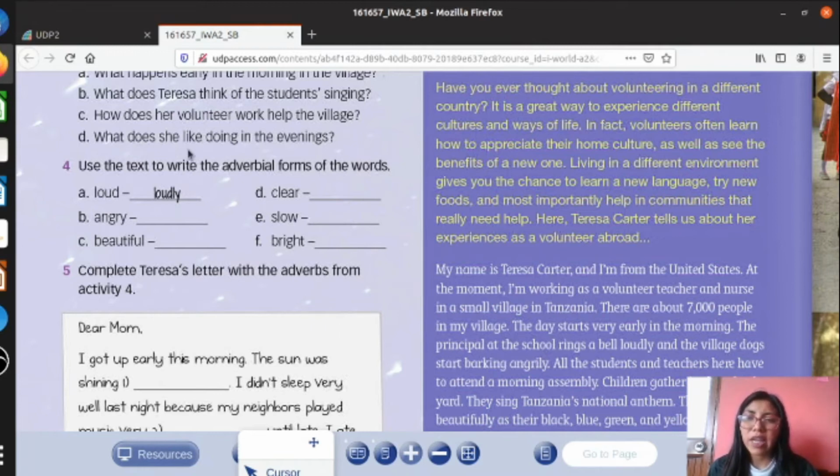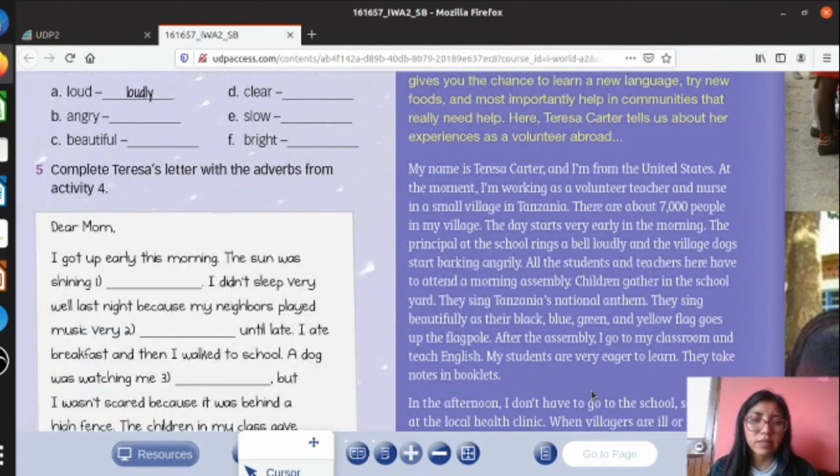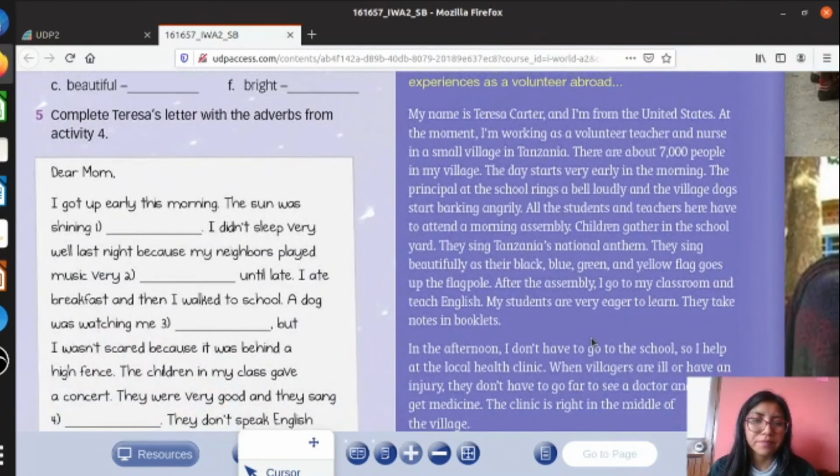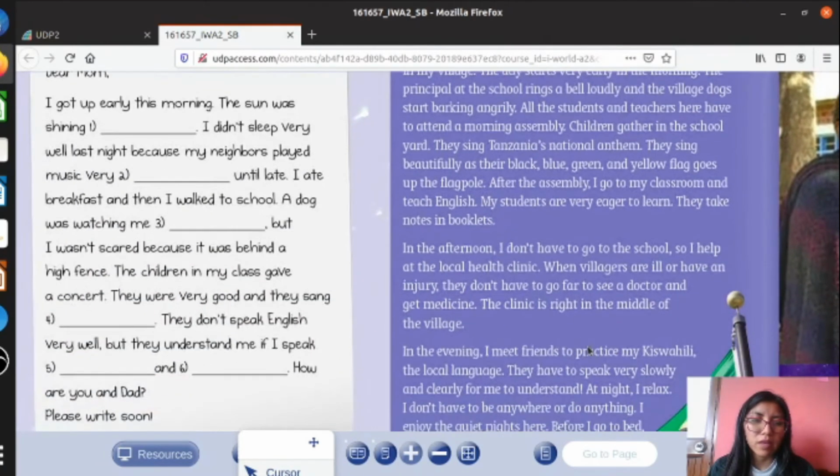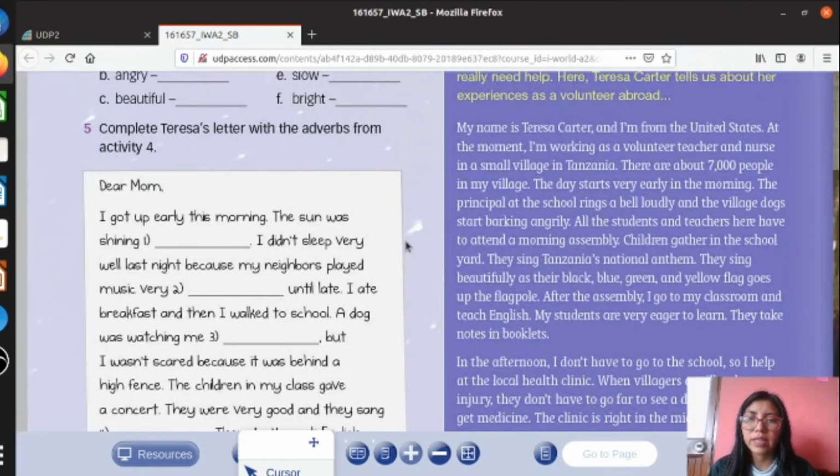What does she like doing in the evenings? ¿Qué le gusta hacer a ella en las tardes? Pay attention. In the evening, I meet friends to practice my Kiswahili. Okay? So, she likes that. Okay? That is the answer. She likes to practice Kiswahili. That is the answer, okay?